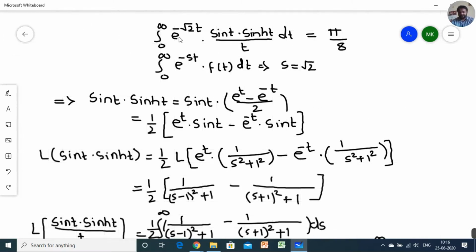The question is given: integral 0 to infinity e raised to minus root 2 into t, sine t into sine hyperbolic t by t into dt. Always remember these things clearly in your mind. Whenever trigonometric and hyperbolic functions are given, first you have to convert hyperbolics in terms of exponential, and that exponential will be used here as the first shifting theorem in this problem. So sine hyperbolic t is converted into exponentials, sine t, and the multiplication of the brackets is done here.